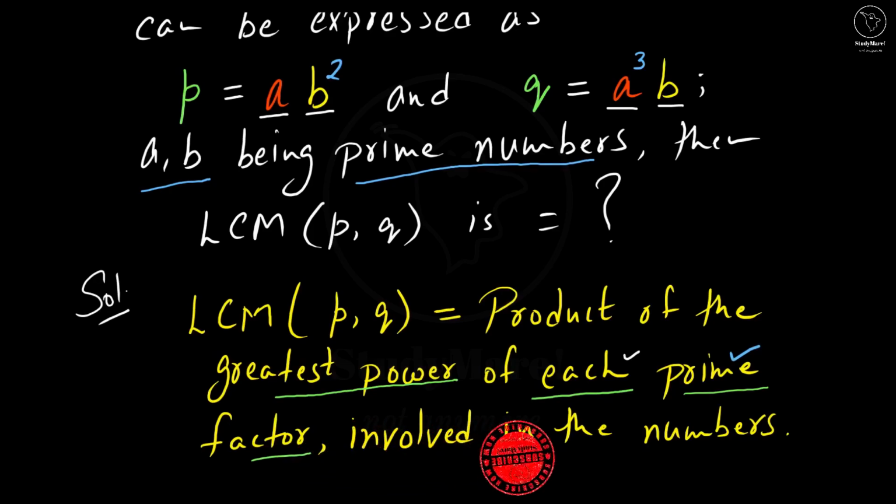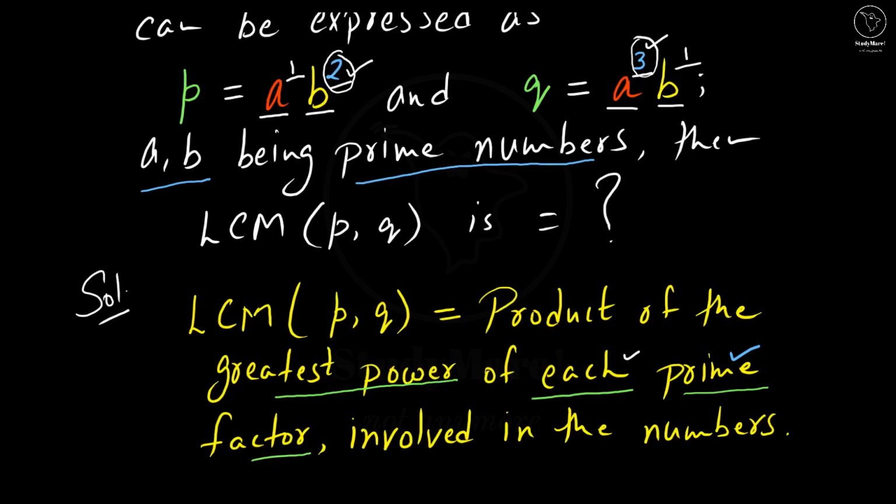Next says the greatest power. So for a, we have the power as 1 here as nothing is written, while here we have the power as 3. Now out of 1 and 3, which is the greatest? It is 3. So that we will pick up. Next, we have b. In b, we have the power as 2 here and 1 here as nothing is written. Out of these two powers, that is 2 and 1, which one is the greatest? We have 2 as the greatest. That means we are going to pick up this one.